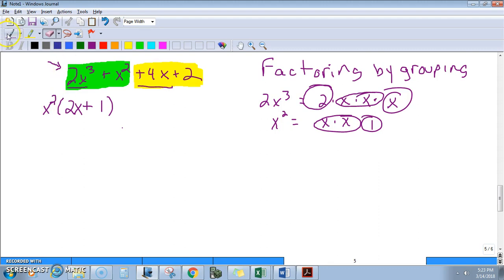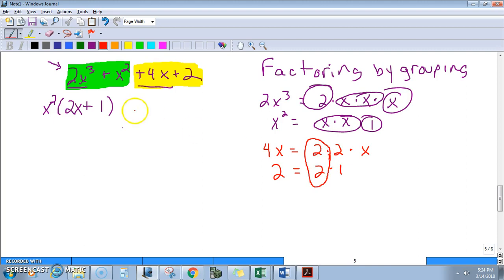And then we're going to do the same for, why don't I do this in a different color? We're going to do the same for 4x, which is just 4 times x. I'm going to rewrite that, because I know 4 is 2 times 2. So 4x could really be 2 times 2 times x. And the reason I chose 2 was because 2 could really be 2 times 1, right? So what do they both have in common?